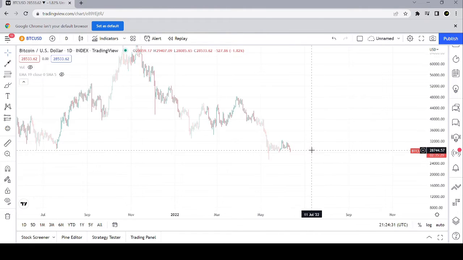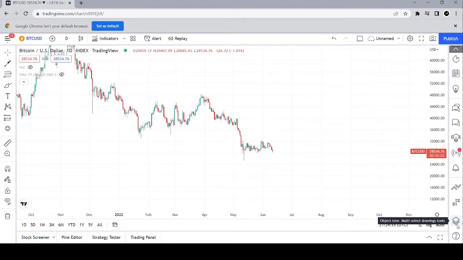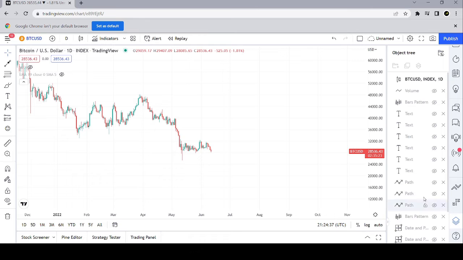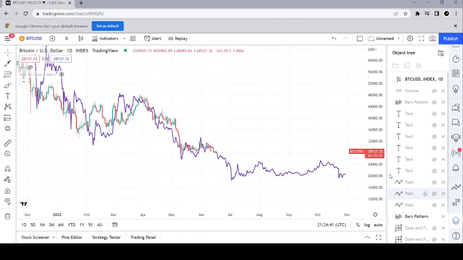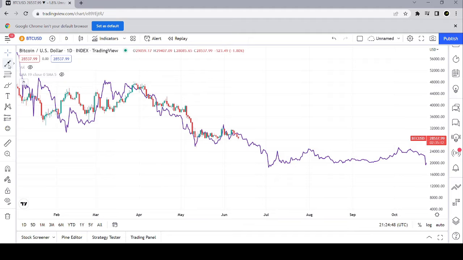The other possibility is if you take that corrective structure, that B pattern structure we just looked at from 2013, and you place it on here, you see that it actually kind of matches, and you can move it around and you'll see that it lines up for the most part.